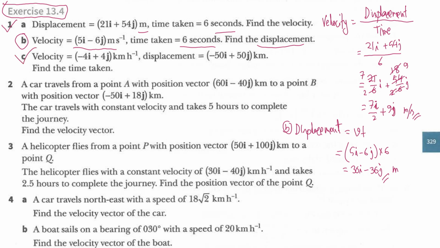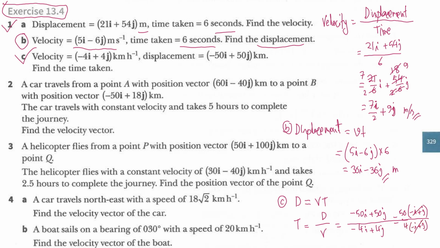And the last question from here, part C: velocity and displacement are given, and they're asking to find the time. We know displacement is velocity vector times time, so if we make time the subject, we write d by v. The displacement vector is minus 50i plus 50j, and the velocity is given as minus 4i plus 4j. On the top, if we take 50 common, inside it is minus i plus j, and on the bottom, if I take 4 common, minus i plus j.